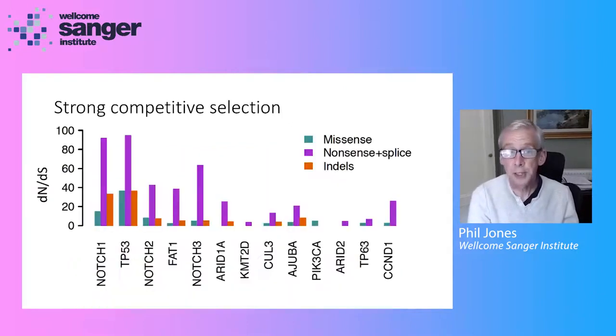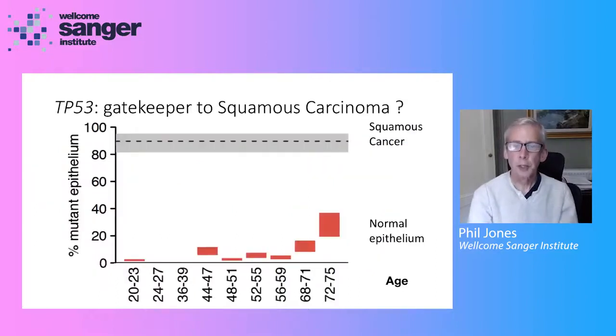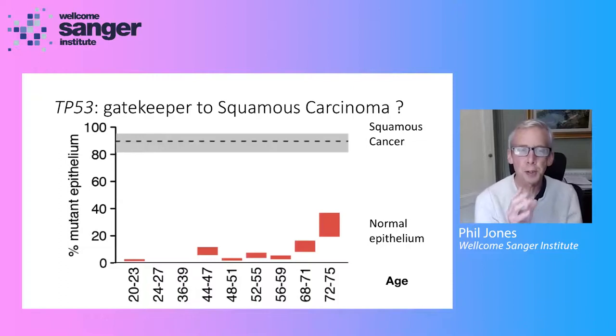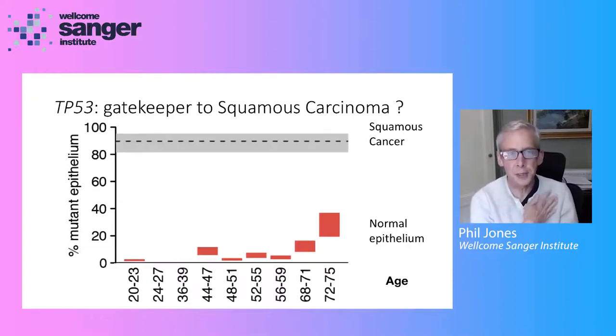However, when we look at the genes that are prevalent in the esophagus, we can see very strong competitive selection. For example, for nonsense mutations in Notch1 and TP53, the ratios are approaching 100. Alongside these very strongly selected genes, we have a tail of multiple examples of other more weakly selected mutants. For this talk, we're just going to focus on a couple of these mutations, and the first is TP53.